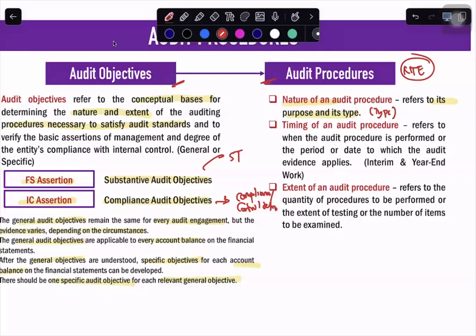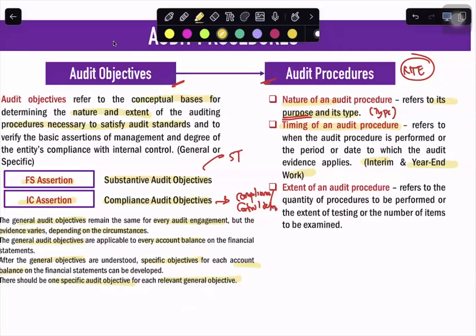And it depends on the purpose. So when we say purpose, are you doing it during the planning stage, or during the testing stage, or during your completion stage? So depending on the stage of the audit process, we have different types of audit procedures to be done. Next, we have timing of audit procedure, whether it is performed at interim or year-end. So interim, if ever, is done during or before year-end, of course, and year-end is at year-end.